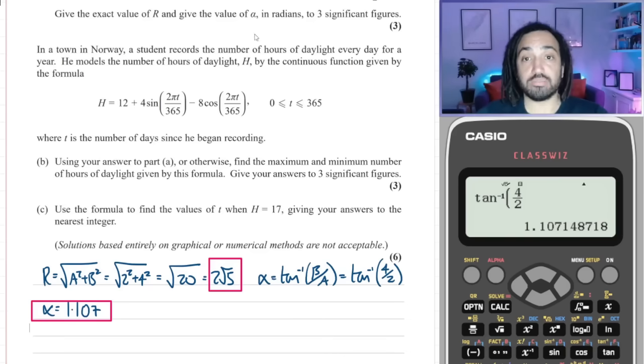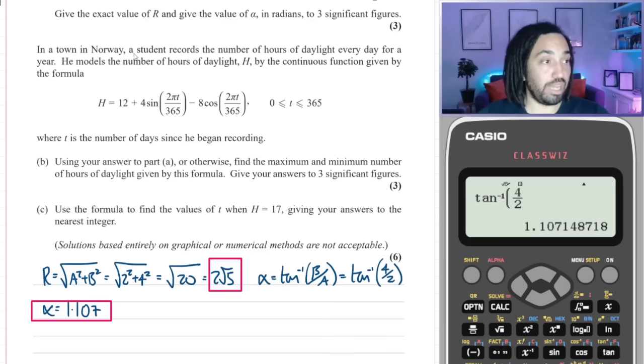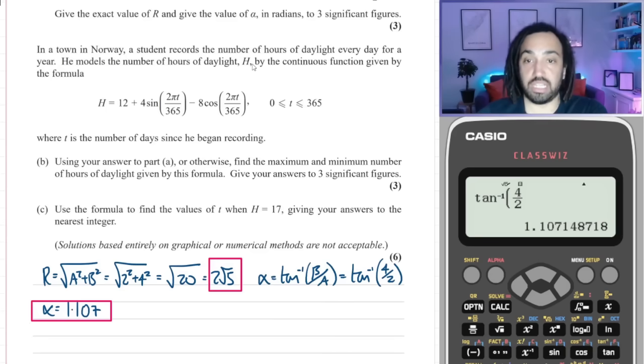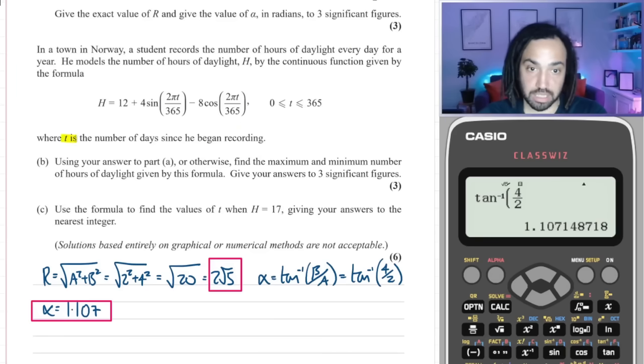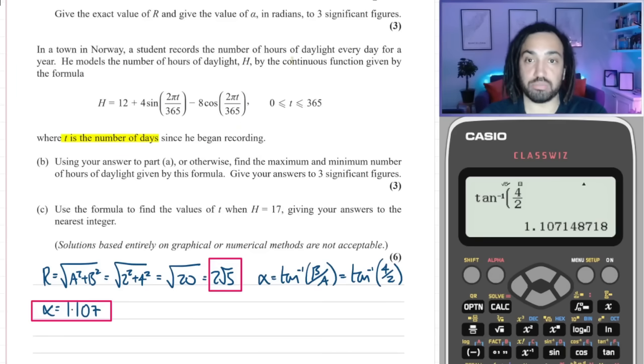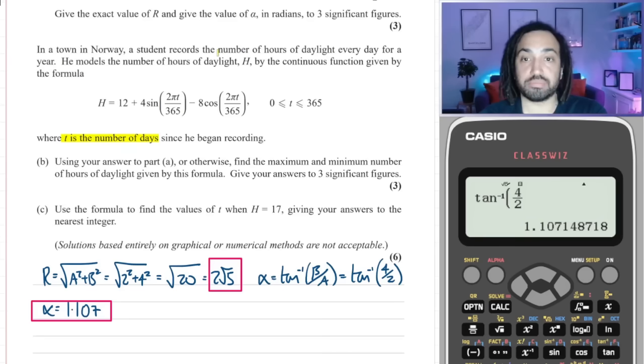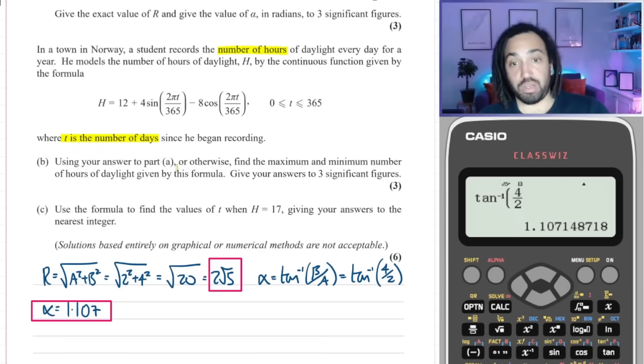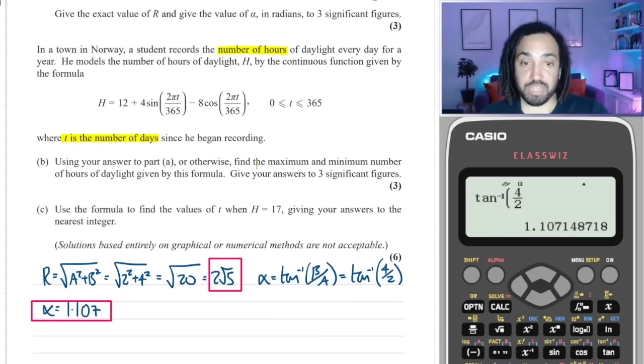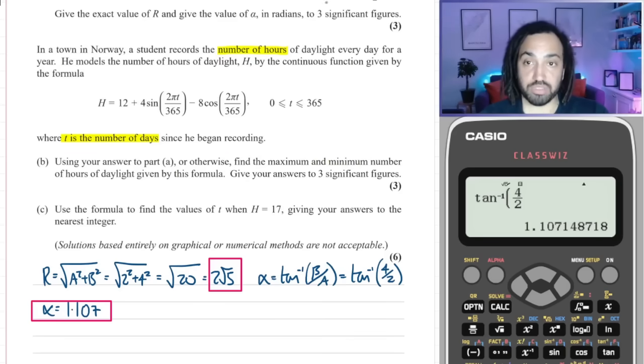Okay. Next, it says in a town in Norway, a student records the number of hours of daylight every day for a year. He models the hours of daylight h by the continuous function given by this formula. Okay, great. t is the number of days. Always, always, always highlight the units. Very important. Okay, and h is the number of hours. Okay, so using part a, find the maximum and minimum number of hours of daylight given by this formula.